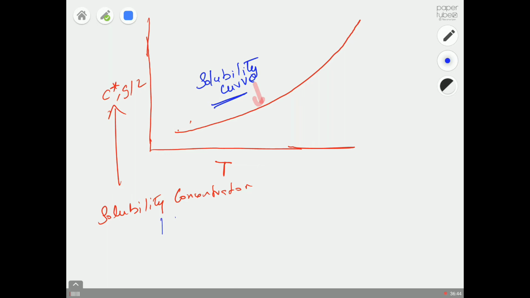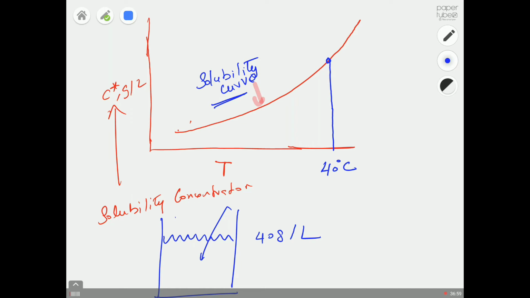So I'm just going to say what happens. Just repeat this experiment. Say this time you added 40 grams per liter, and imagine you heat your solution up to 40 degrees centigrade, and your solubility concentration is 20 grams per liter. Which means you cannot dissolve more than this amount at 40 degrees centigrade. So your C star at 40 degrees centigrade is 20 grams per liter. So even if you wait for 1 year, you cannot dissolve more than this into the solution. And why is that? Because your solution already reached the solubility limit, which is 20 grams per liter.